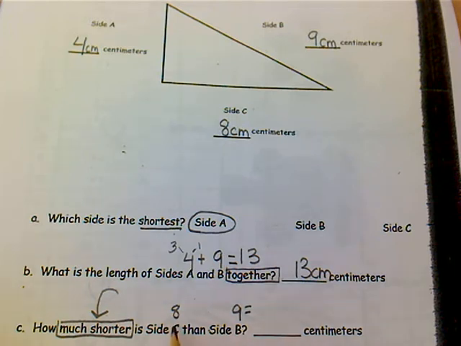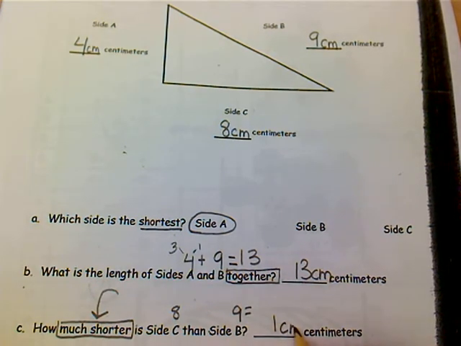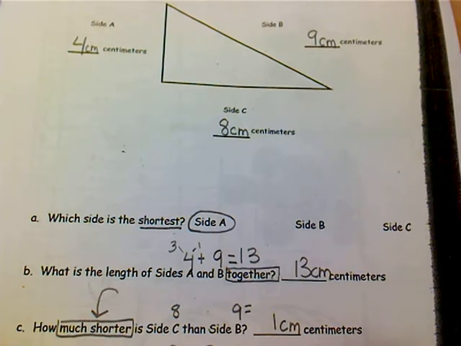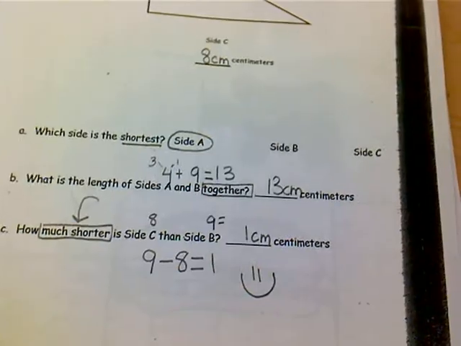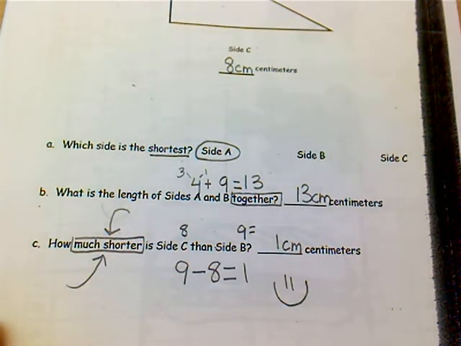Did you set up an equation for this? Well, I can't take 9 away from 8, so I'm going to need to trade that and put 9 first. Take 8 away from 9 because I'm comparing these two. That's an easy problem. 9 take away 8 is 1. So side C is 1 centimeter shorter than side B. Boy, if you got that one right, you are a math whiz kid. And that's a hard problem because we haven't seen too many of this particular key word.